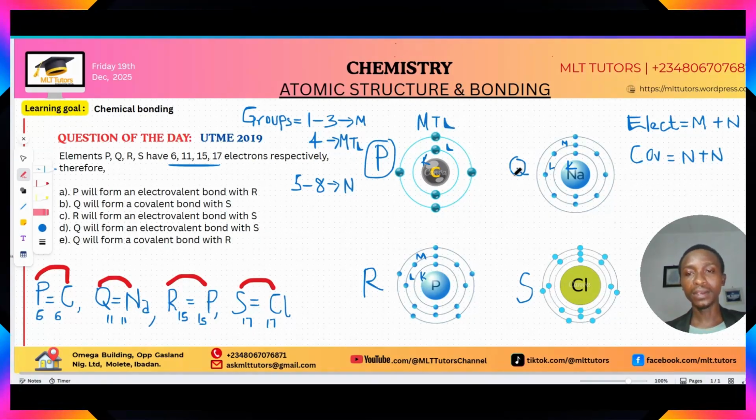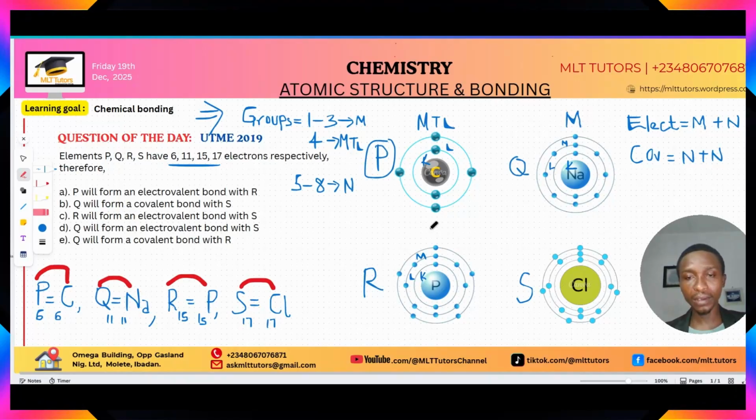Okay, now let's identify element Q. How many electrons does element Q have in its outermost shell? Well, element Q has 3 shells. In the K shell, it has 2 electrons. In the L shell, it has 8 electrons. And in the M shell, it has only 1. Because it has only 1, definitely it is in group 1. And we have already established that elements in group 1 to 3 are metals. So definitely element Q is a metal, and we represent metals with the letter M.